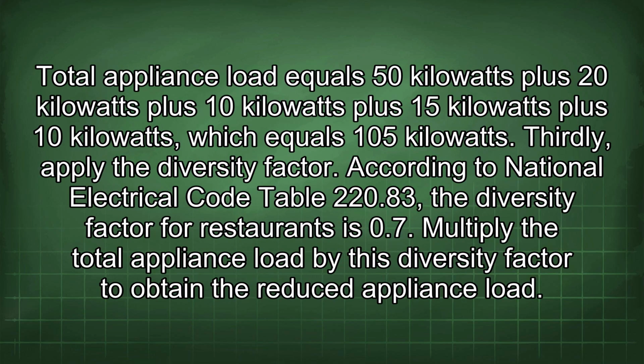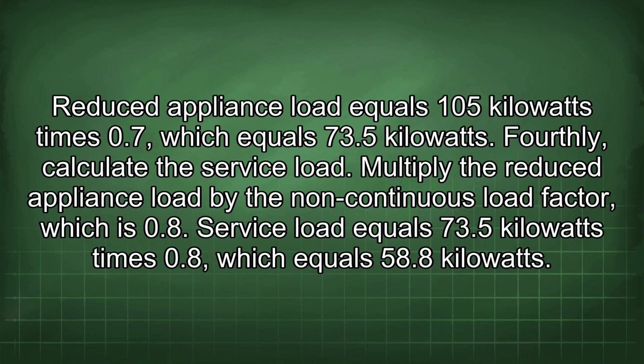Total appliance load equals 50 kilowatts plus 20 kilowatts plus 10 kilowatts plus 15 kilowatts plus 10 kilowatts, which equals 105 kilowatts. Thirdly, apply the diversity factor. According to National Electrical Code Table 220.83, the diversity factor for restaurants is 0.7. Multiply the total appliance load by this diversity factor to obtain the reduced appliance load. Reduced appliance load equals 105 kilowatts times 0.7, which equals 73.5 kilowatts.